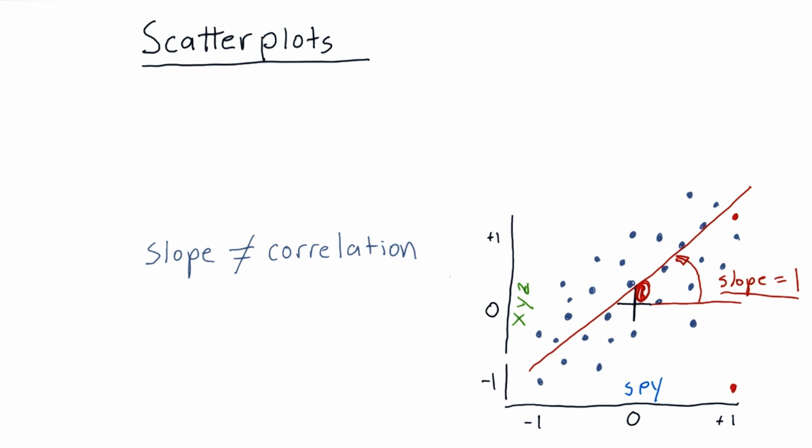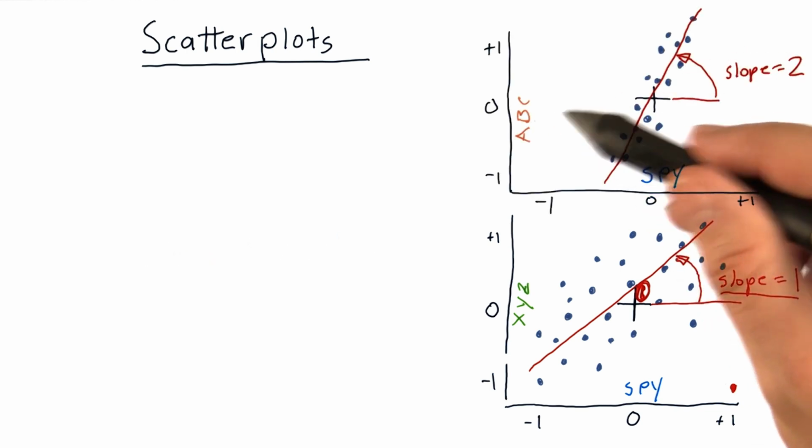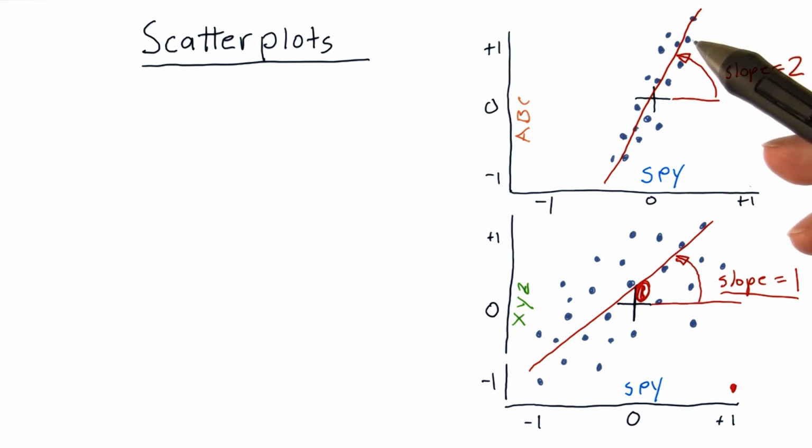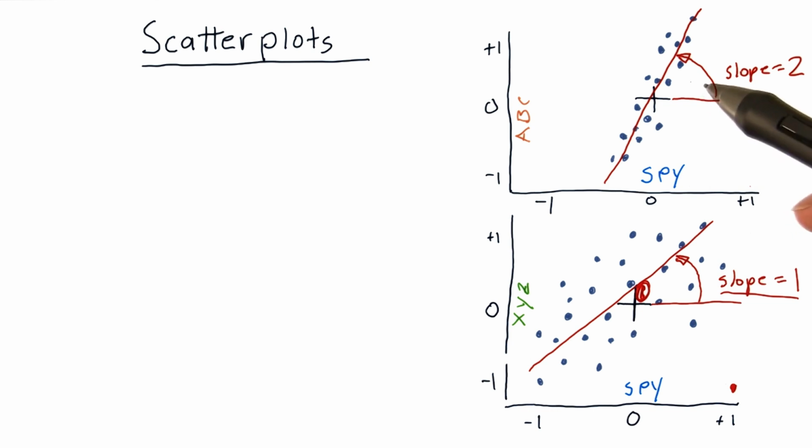You can have a correlation from 0 to 1, 0 meaning the data is not correlated at all, and 1 meaning it's very highly correlated. Now we'll add a scatter plot for another stock, ABC, and again each one of these dots represents the daily return of SPY versus ABC, and we fit a line to it, and it turns out it's got a slope of 2. So now we're going to ask you a couple of questions about it.